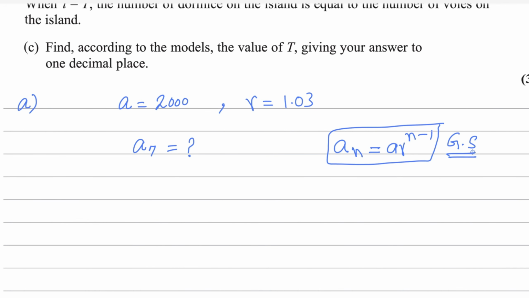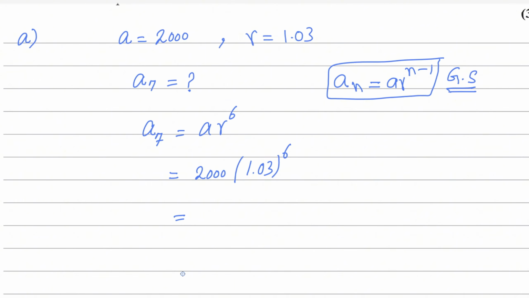By using that formula, we can write here the A7 value will equal AR to the power, because here is n minus 1, so this will be 6 for sure. As I already explained to you there, the 7th term is AR to the power 6. Substitute the values: 2000 multiply 1.03 power 6. Use calculator to get the answer to 3 significant figures.